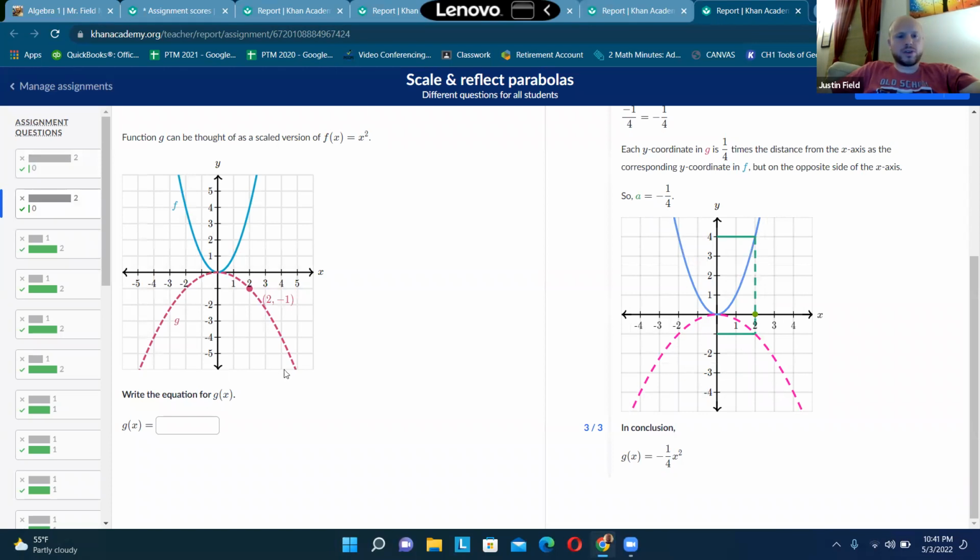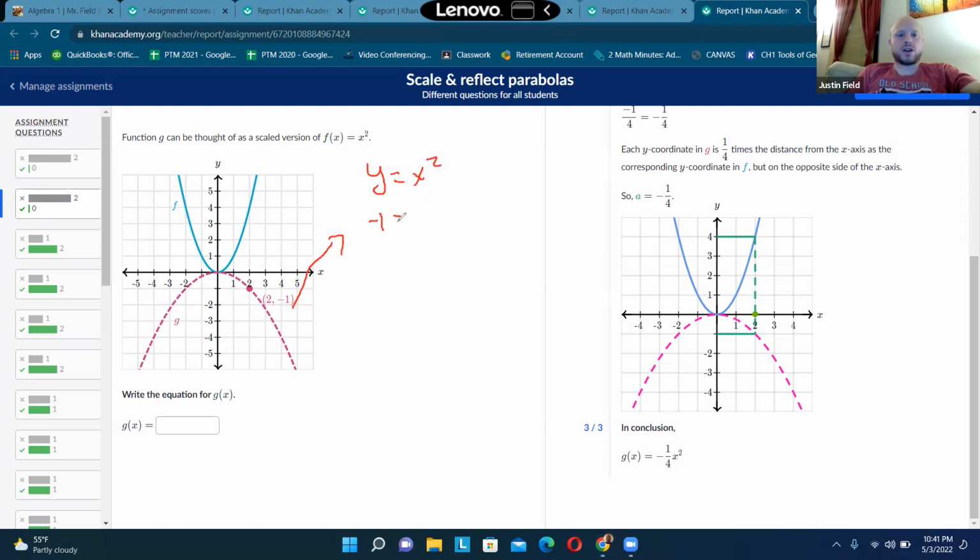Let's try another one. All right, so 2, -1. Oh no, I can see the answer. That's all right, I'm just going to do my same way. So we have our point, we know y equals x squared is our basic function. And we're going to substitute that point in, -1. Oh, but we know that there's going to be an a value. And we don't know what it is. So we're going to put y equals ax squared. And so we just solve that equation.